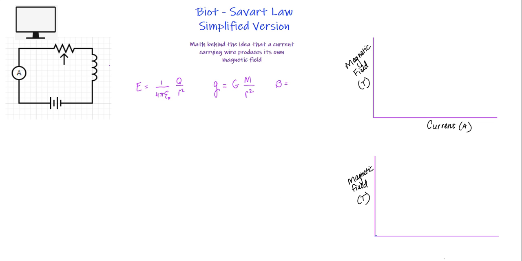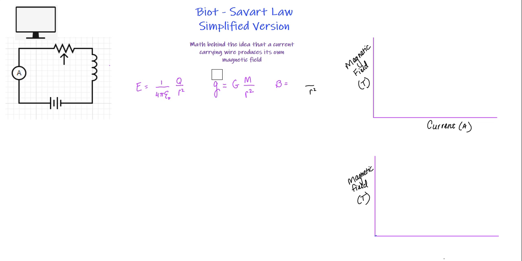Now, in a basic sense, we're going to get this r squared relationship again between B and R, like we have between E and R and G and R. However, by the end of this video, because we're looking at a very specific or simplified version, it's going to become just B versus R instead of R squared.